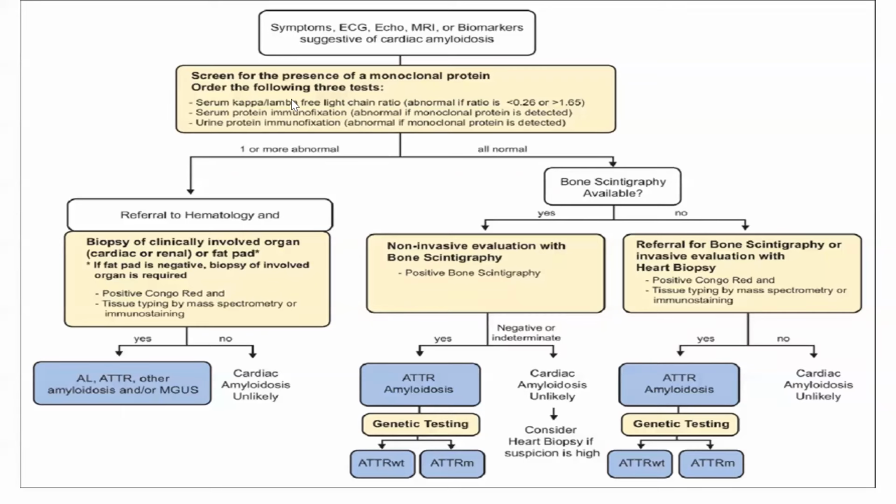So this is a summary of what we talked about. I start with the clinical symptoms, then blood test assessment, then if one or more values are abnormal, refer to hematology. But if all are normal, then you can go to scintigraphy, which is a non-invasive one. If it's positive, then ATTR amyloidosis can be diagnosed. If negative or indeterminate, then cardiac amyloidosis is unlikely.